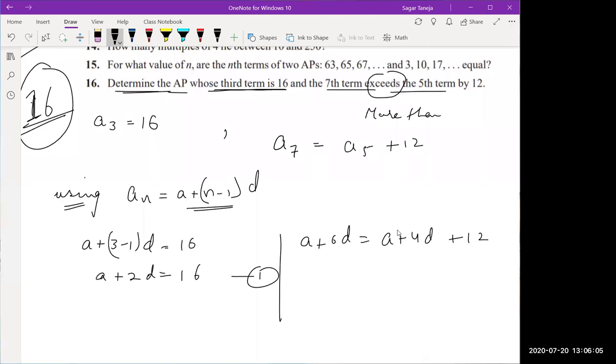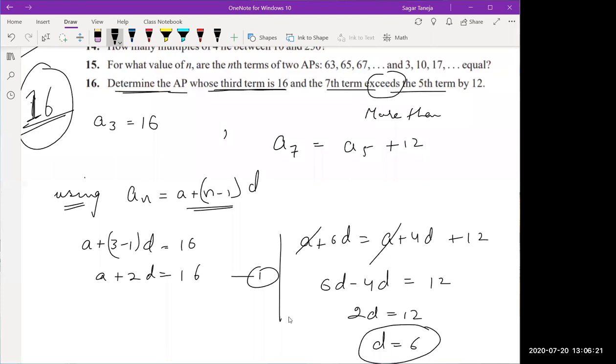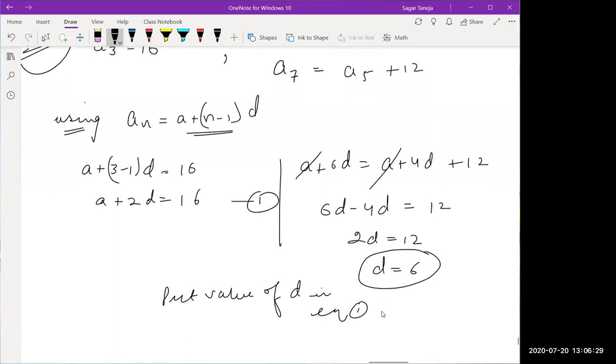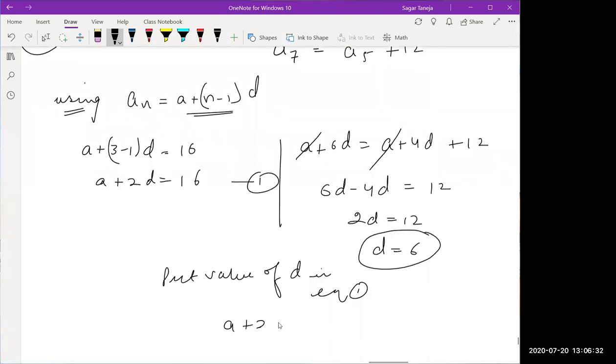And this side let's solve. A and a cancels out. So 6d minus 4d is equal to 12, and 2d is equal to 12, and d is equal to 6. The moment we got d as 6, put the value of d in equation 1, and equation 1 is a plus 2d is equal to 16, where we can put the value of d, that is 6.